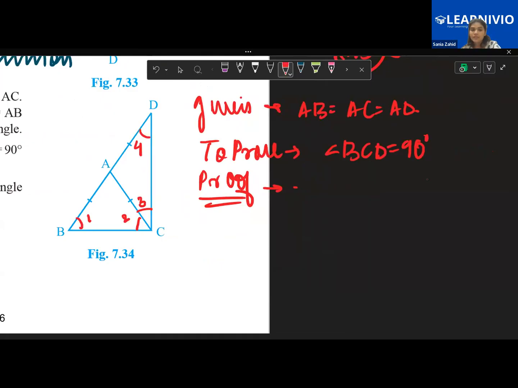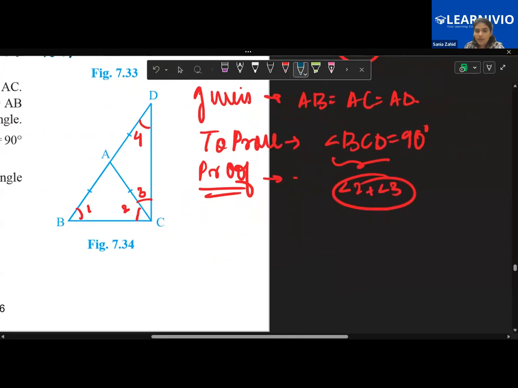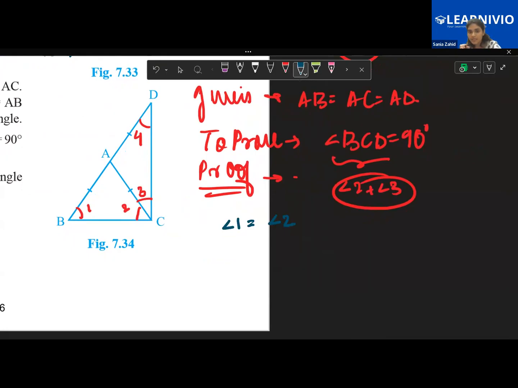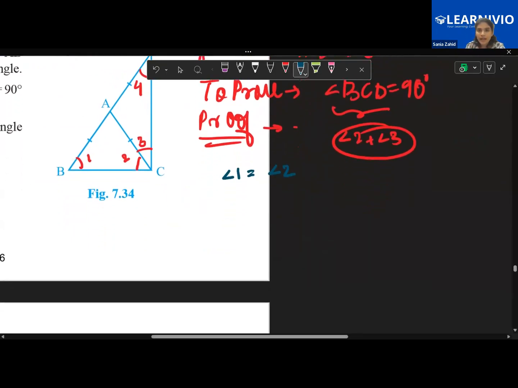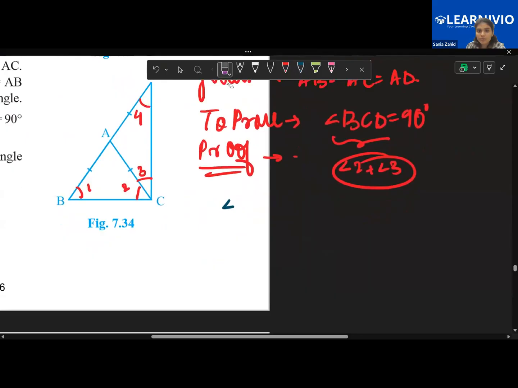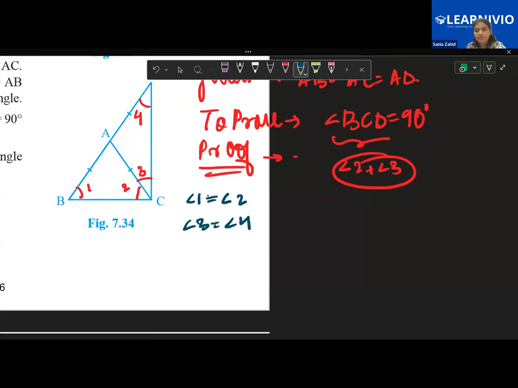Now basically I have to prove BCD is 90 degrees. So BCD is how much? BCD is actually angle 2 plus angle 3, right? Just remember this thing also. So when I start my proof, first of all, can I say that angle 1 and angle 2 are equal? Can I say this, children? Yes, angle 1 is equal to angle 2. And also, can I say that angle 3 is equal to angle 4?